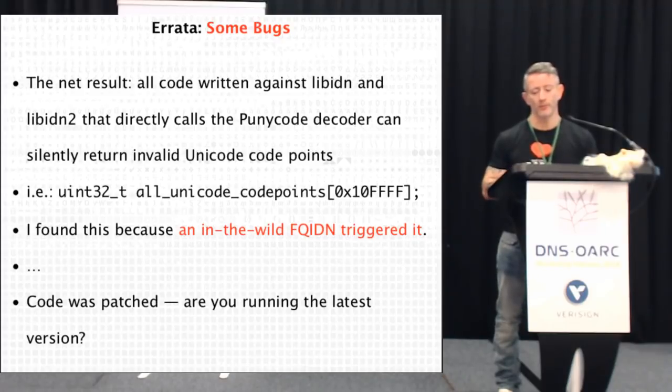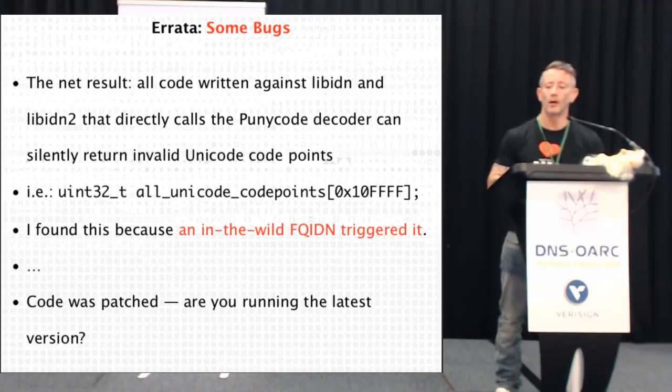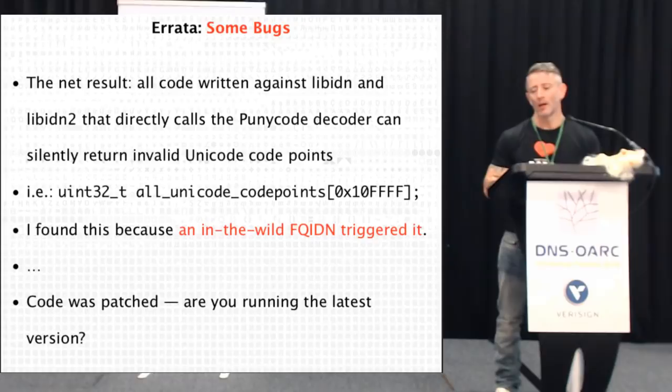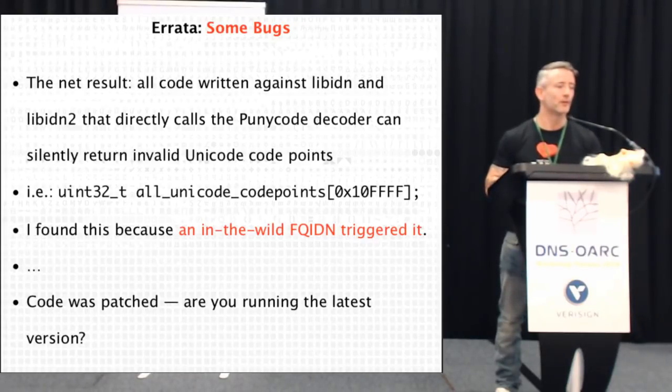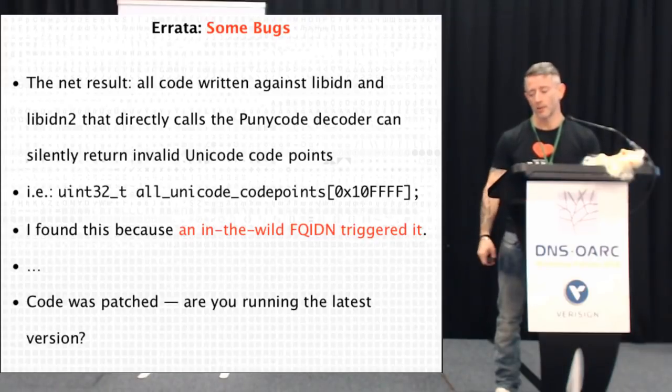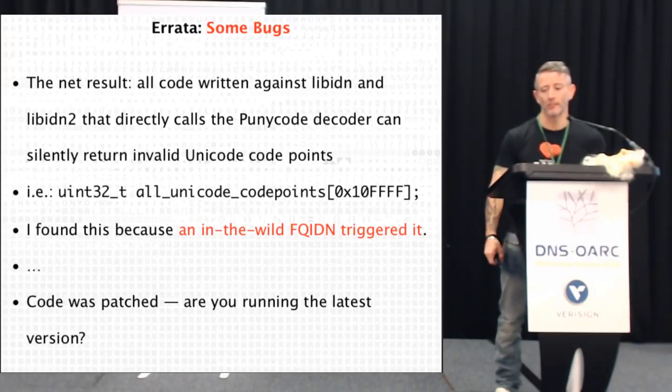I gave a version of this presentation last week at MOG, and somebody stood up and said that the Punycode RFC should be amended to more explicitly state this. So I offer that to you guys. I think that's probably not a bad idea, so that future implementations don't fall victim to this. Additionally, if you have any applications built on top of libidn or libidn2, make sure they're up to date. Like I said, this wasn't an in-the-wild FQDN that made this happen. So buyer beware.